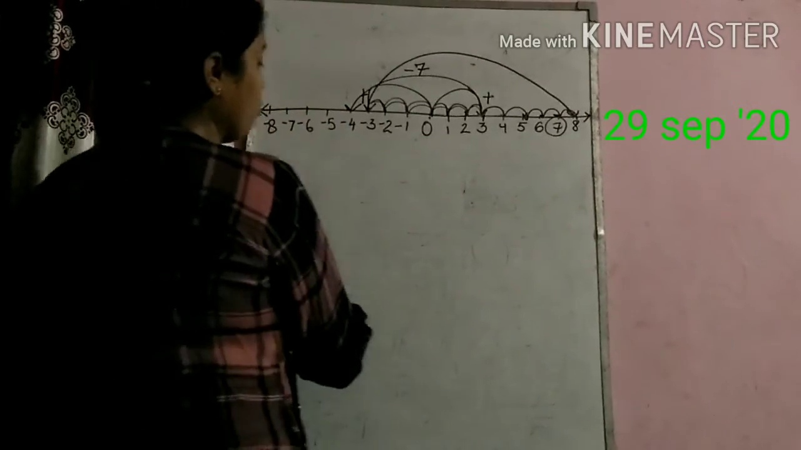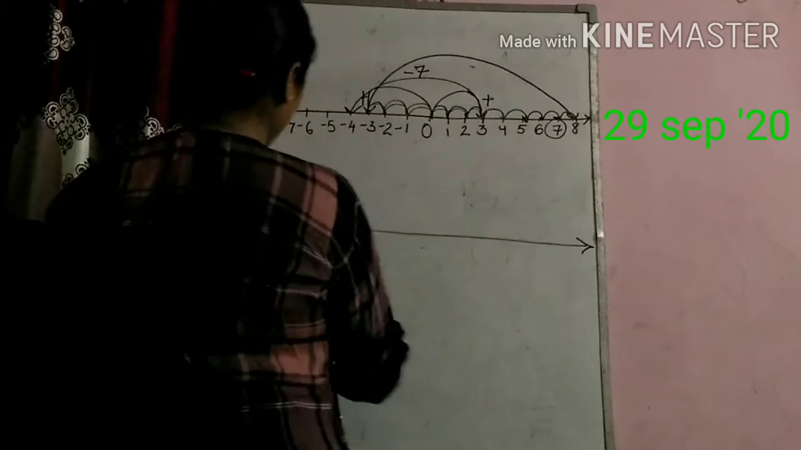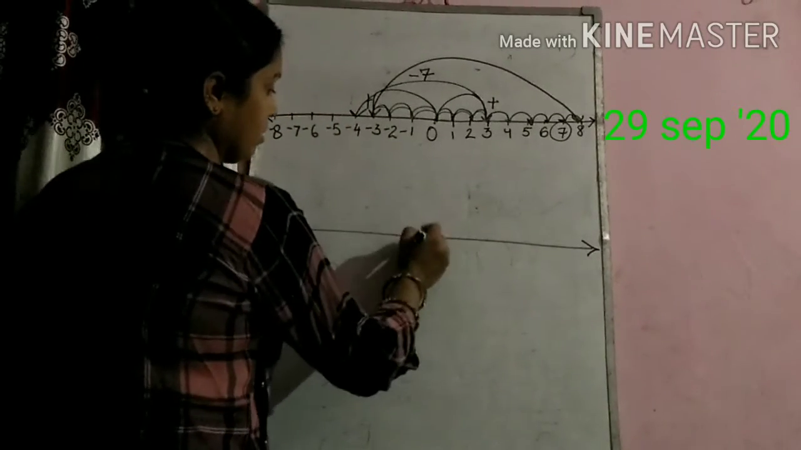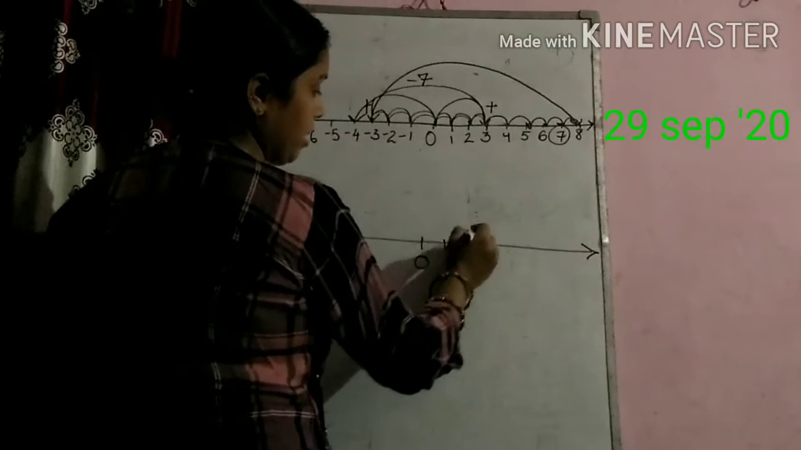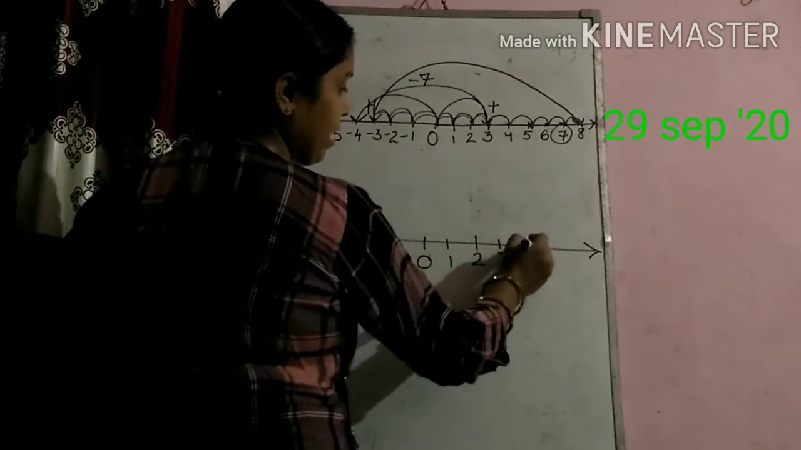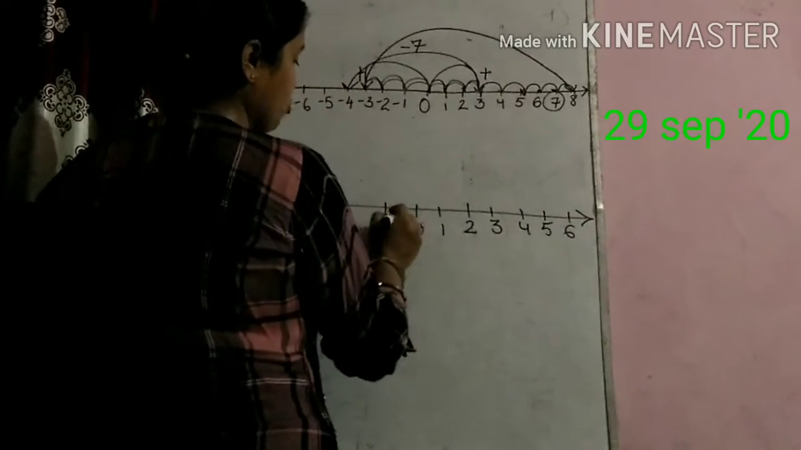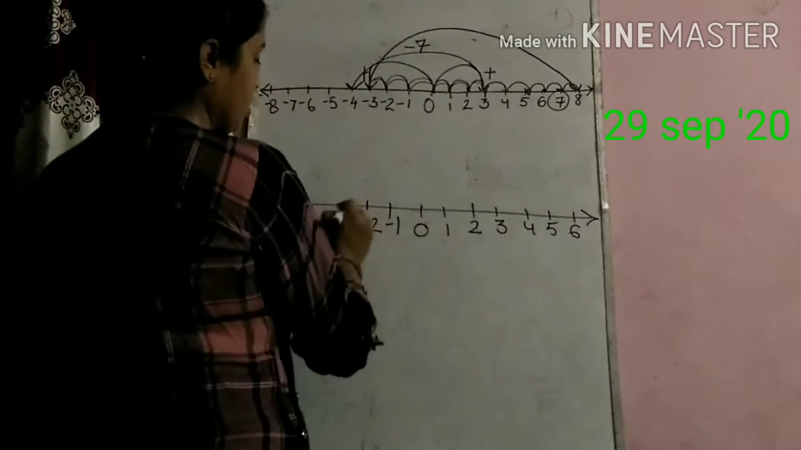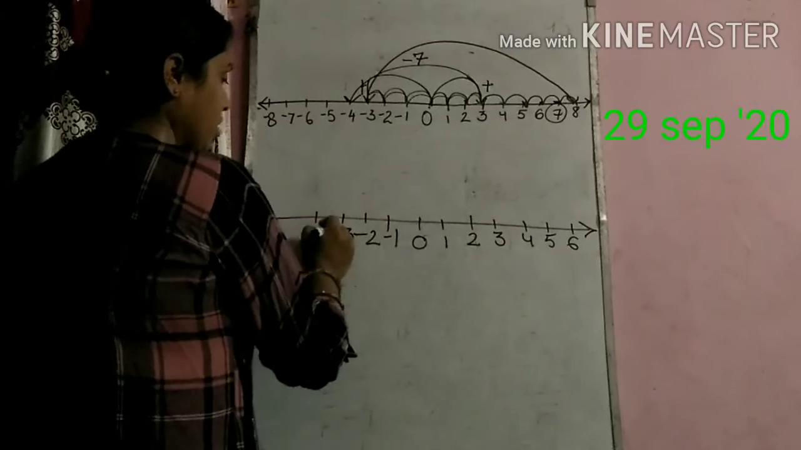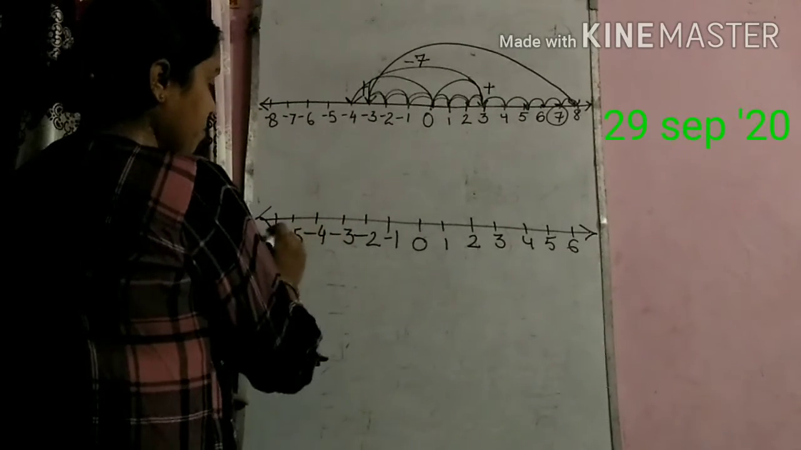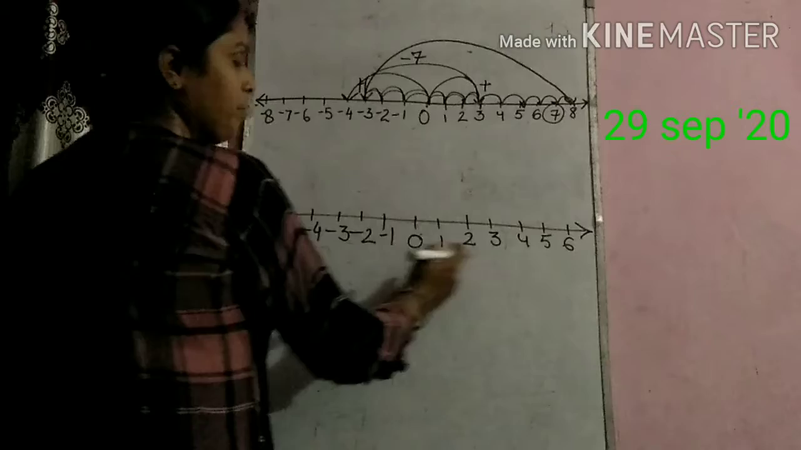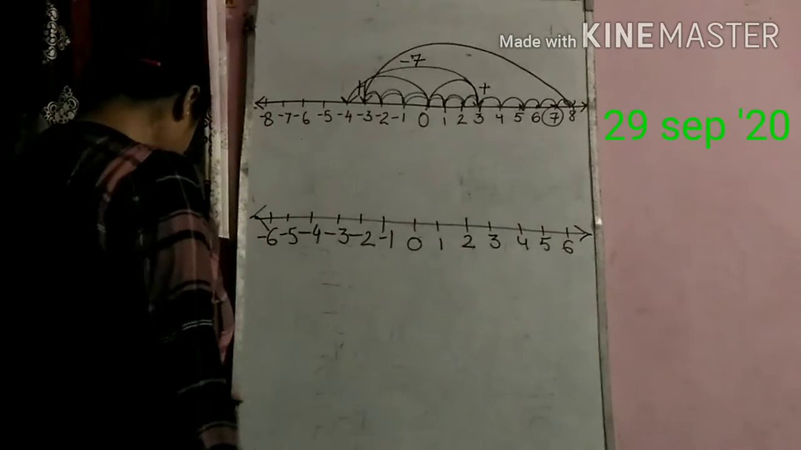Now you are going to add on the number line. I am making a number line first, and when we are making a number line, it has to be with equal distribution. See children, I have made my number line. This is my negative side, positive integers and 0.